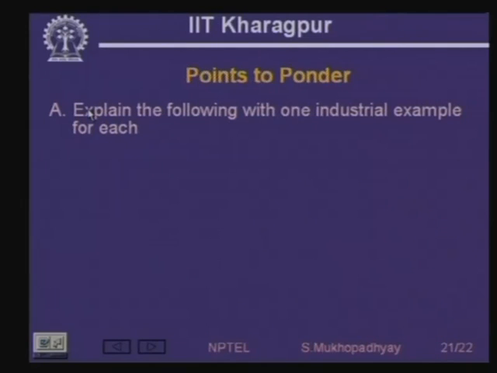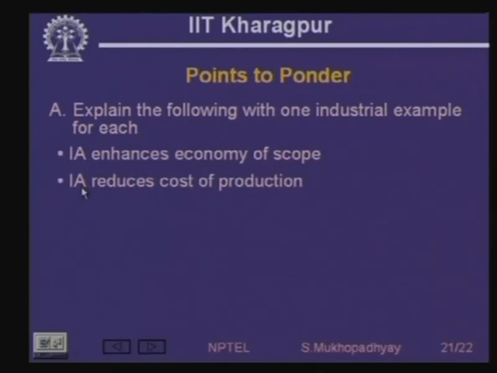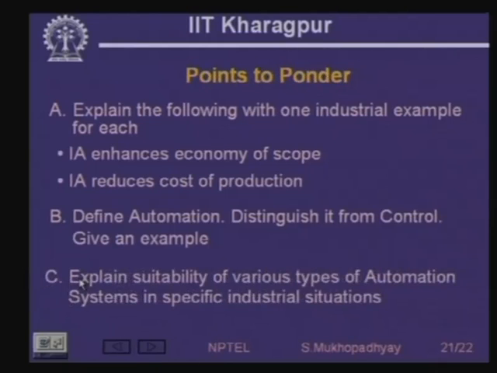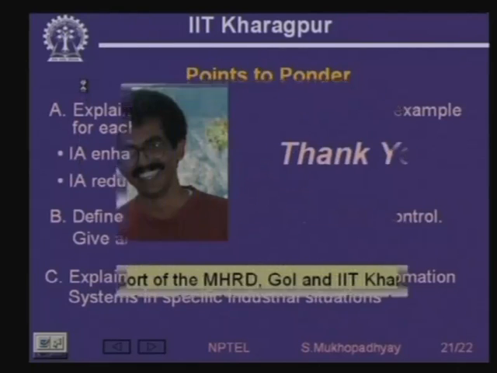Here are some questions which you can look at. For example, you could try to give examples of how industrial automation enhances economy of scope. You can give an example from a particular type of industry. You can also explain in a given industrial context how it reduces cost of production. You can define automation and distinguish it from control, give an example, or explain suitability of various types of automation systems in specific industrial situations.